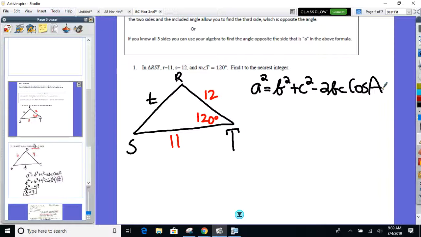Law of cosines. What does each piece mean? Let's roll. What do you think A means? It's a side. But which side? Because you got three of them here. It is the side across from the angle in the problem. What is the angle in the problem I gave you? 120. What's the side across from it? T. So I'm going to start this off with T squared.